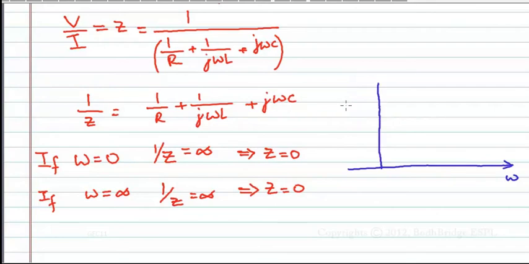Plotting omega, frequency, against Z, impedance: it varies from here and falls. For large omega it goes again to 0, and at omega equal to 0 it is 0, so at some omega it reaches its maximum value. That is called the resonant frequency. Whatever it is, we don't care about that, but at the resonance frequency, Z becomes Z max.